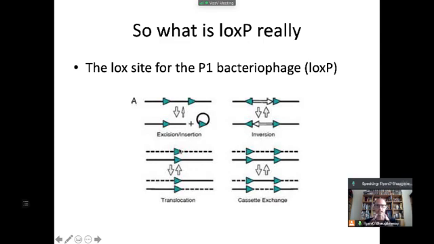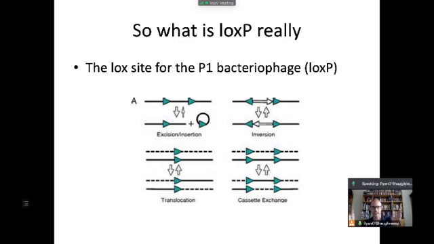So what is a LOX-P? LOX-P is the LOX site for what's called the P1 bacteriophage. So this is a kind of bacteriophage, and this is the specific site that this bacteriophage uses, and Cre can cut at these and recombine at these places. So what can you do with these LOX-P sites? So here are a few things. Wherever you can cut DNA in a certain place, you can move the DNA about. So the first thing we can do here is excise or insert DNA. So we can remove DNA just by cutting with LOX-P sites.